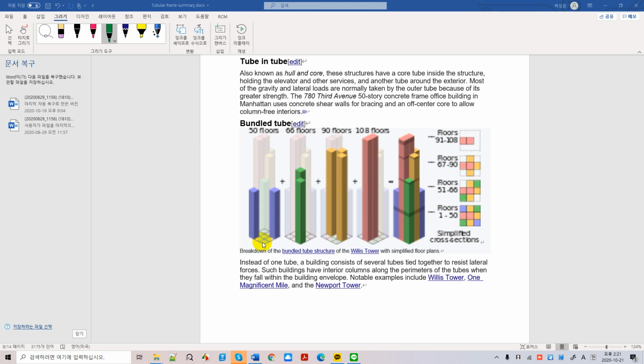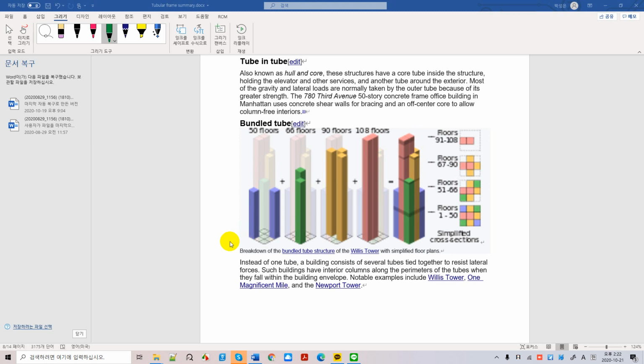And if you take a look at it separating, you have only two go here, another two go here, another three cells go there, red cells go there. So this is a breakdown of the bundled tube structure of the Willis Tower with simplified floor frames. It is very interesting. So you can design this way in your projects.